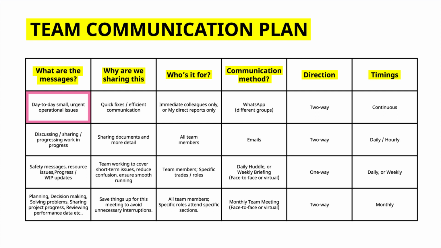And I've gone for an example of WhatsApp, something like that. Timings for that is that they are continuous. It's something that we're going to use on a minute by minute or hour by hour basis. It's two-way, but the other characteristics of that communication are that it's quite simple messages. You may drop a picture in there, but generally it's probably just text, and it's quite short and quick, and that's the beauty of it. So that's really great. But what messages is it for?